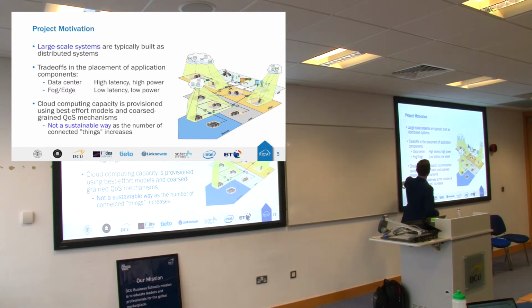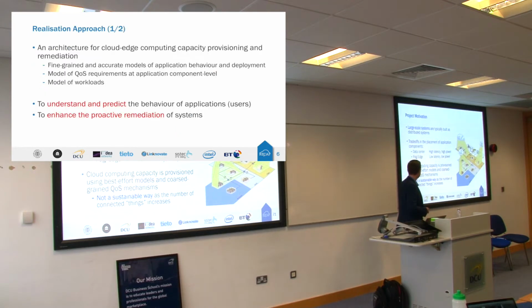And so we're looking at trade-offs between the fog and edge, with low latency and low power communication, and the data center, with high latency and high power. So the trade-offs between moving the data closer to the user in the edge and fog environment, and what we still need to retain in the data center further away. And we're looking at things from the infrastructure management side, and also the application management side that uses the infrastructure.